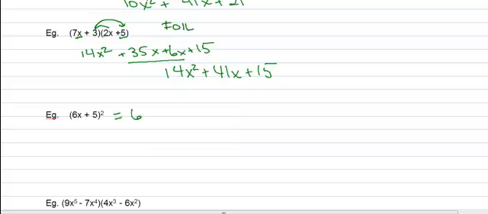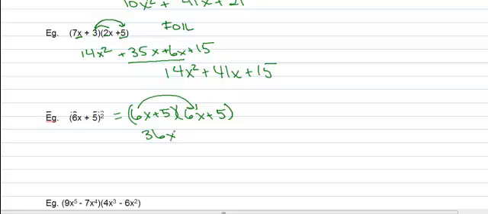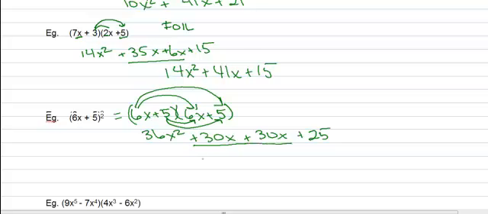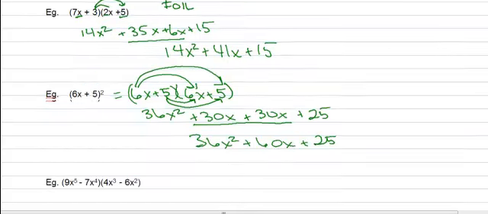Now this one can be done a couple ways, but we're going to focus on FOIL right now. So the first thing you're going to do is rewrite it. So again, first 36x squared, outer 6x times 5, inner 5 times 6x, and last 5 times 5. Combine like terms. And you're done. And it doesn't matter how complicated these get.